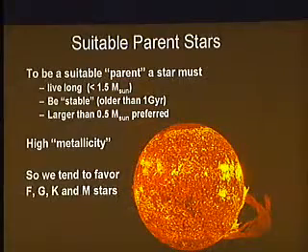So we tend to favor looking around what we call F, G, K, and M stars. And a G star is a star like our sun. Our sun is a G star. An F star is hotter than our sun, and the K and M stars are cooler. So we start with the sun in the middle, and then we go a little bit hotter and a little bit cooler when we look around these different types of stars.